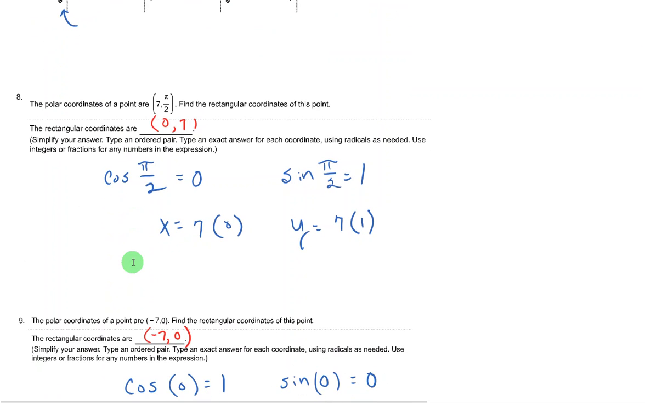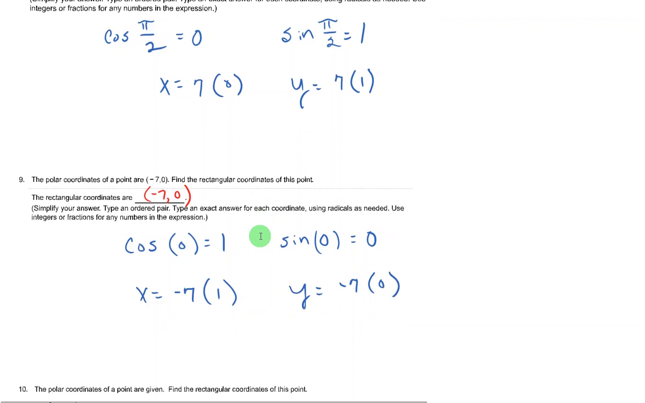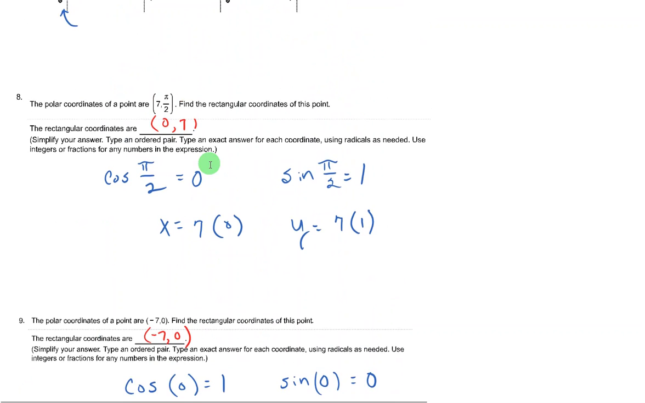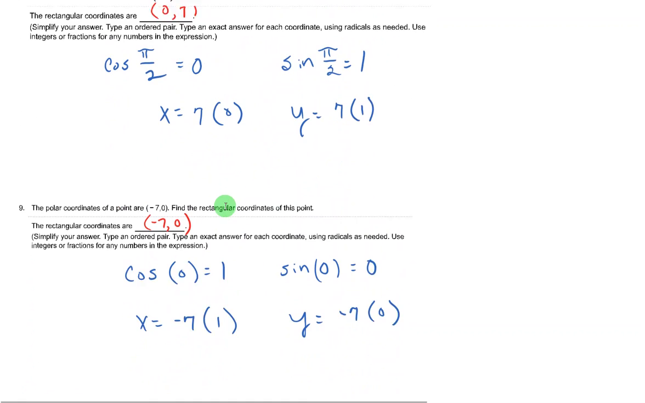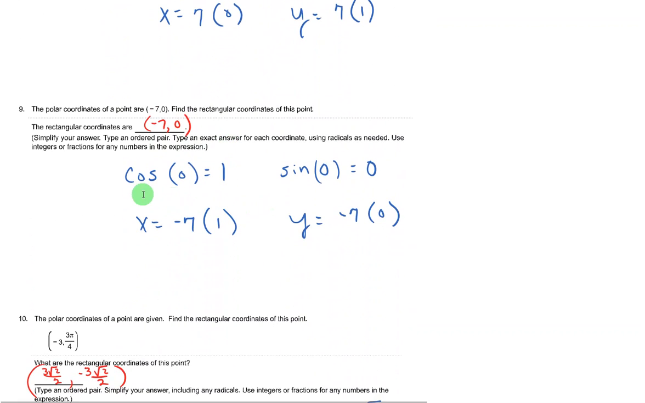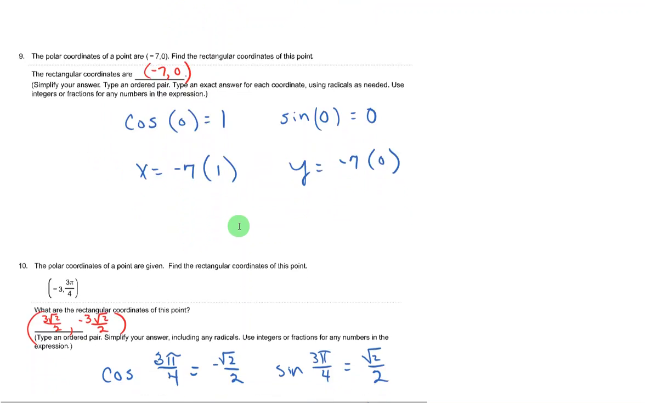All right. The polar coordinates are given, find rectangular. So cosine of pi over 2 is 0, sine of pi over 2 is 1, and 7 times 0 is 0, 7 times 1 is 7. So the rectangular coordinates would be 0, 7. Okay. Polar coordinates are -7, 0. And so for this one, it's kind of the opposite. Cosine of 0 is 1, sine of 0 is 0. So you have -7 and you end up with 0. So that's the opposite of number 8.